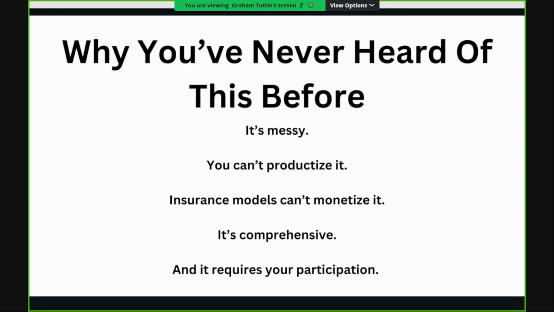And it's comprehensive. But the most important part is it requires your participation. And in an insurance and medical model that says patient compliance is so low, they won't take the medicine, they won't do the exercises, it's a very nihilistic, hopeless society, and so a hopeless endeavor. And so they're saying, well, if it requires you to actively feel and participate, it ain't going to happen.